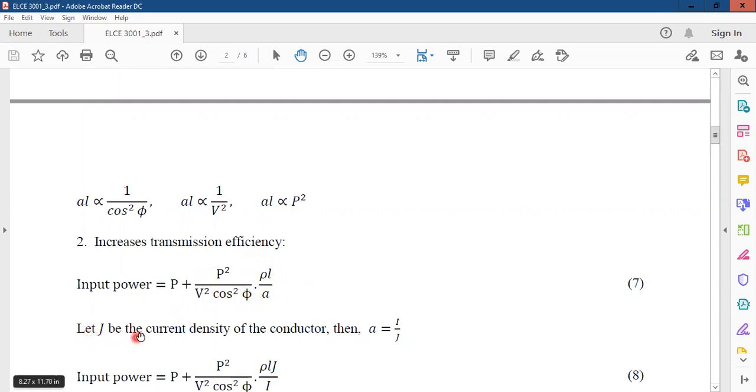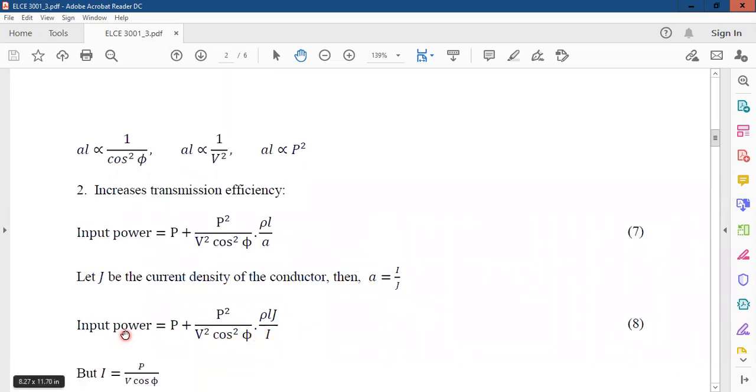If we consider J to be the current density of the conductor, then A, the cross-section area of the conductor material, is I over J, the current transmitted through the conductor divided by the current density of the conductor. Now, the input power will equal the transmitted power plus P square over V square cosine phi square multiplied by rho L. For A we have I over J. Now, because I is in the denominator here, we have to invert this value.